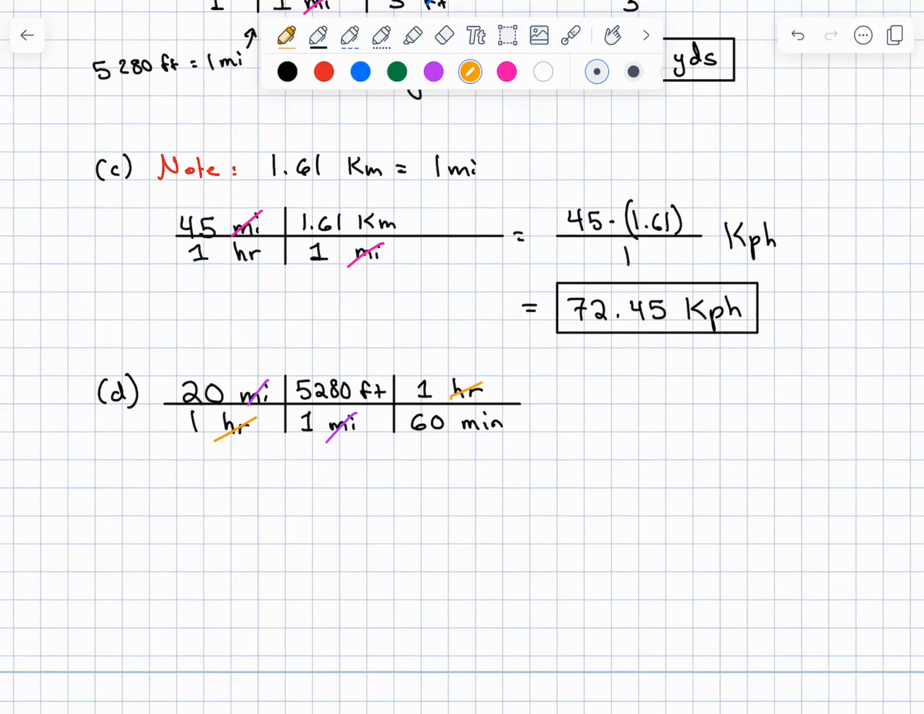And the hours cancel. So now we have feet per minute. Those are the only units left, feet and minutes. But we want feet per second. So we'll add on one more fraction. We want the minutes to go away. So for every 1 minute, we'll put the minutes up top so that they can cancel and get 60 seconds down on the bottom.